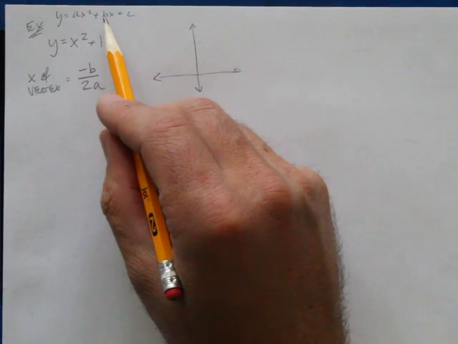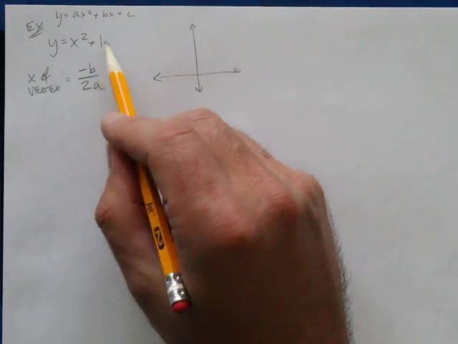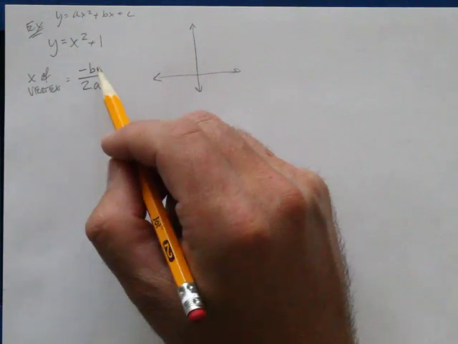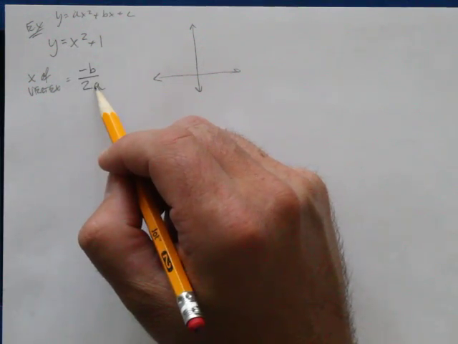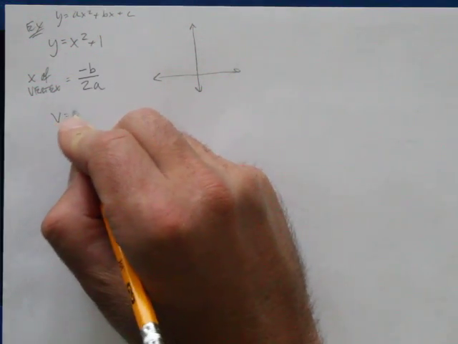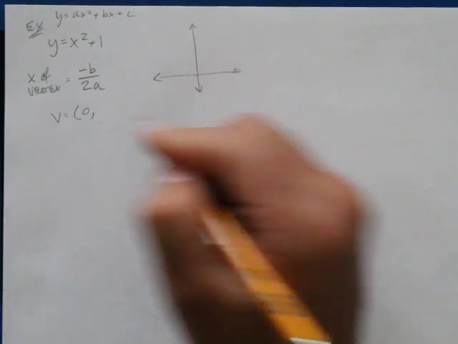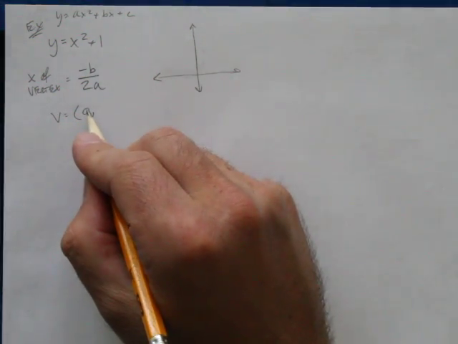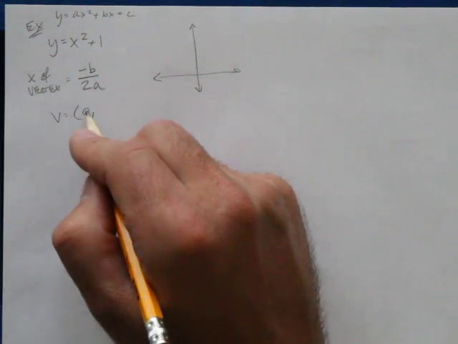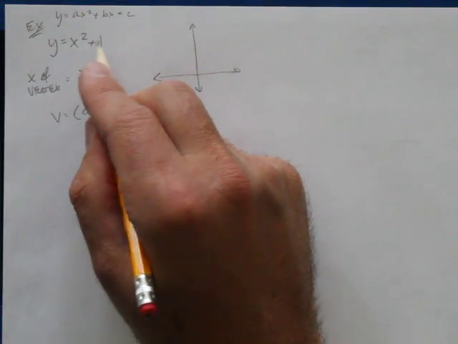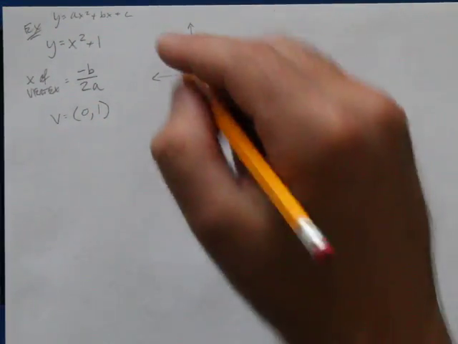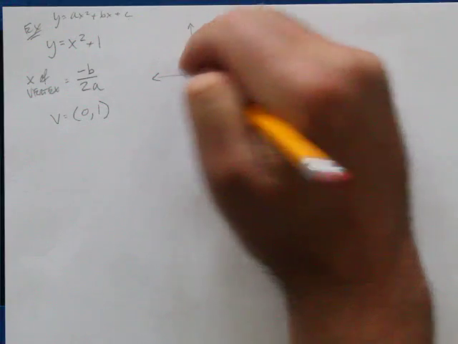And since I don't have a b value in here, then my b value is 0. And my a value would be 1. So negative 0 over 2 is just going to be 0. So my vertex is 0. That's my x value. Now I plug this 0 back into my original equation to get my y value. So 0 squared plus 1 is 1. So my vertex is (0, 1).